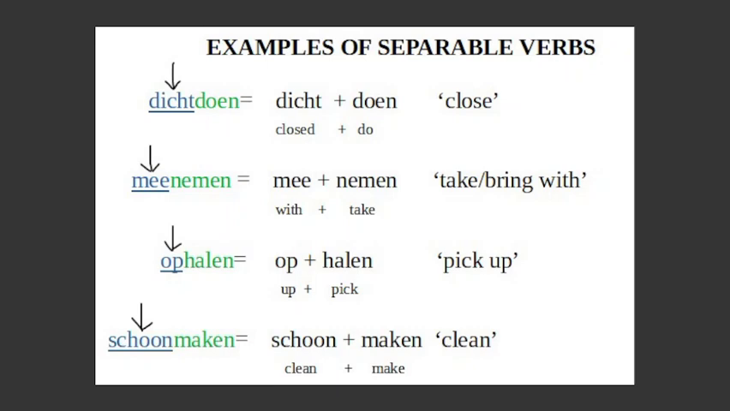The way you can analyze separable verbs in terms of meaning is often that they have a verb or an action part and a result part. I colored the verb parts green and the so-called result parts blue here. For example, in the first word here, dicht doen, the result is dicht, closed, and the action is doen. So we literally get do close, which translates simply to close. The last example, schoonmaken, literally means clean make. You make something clean.